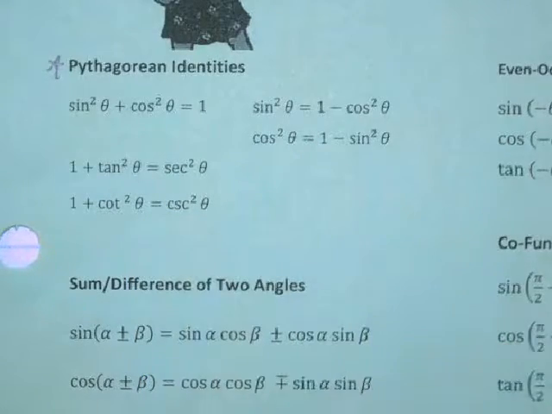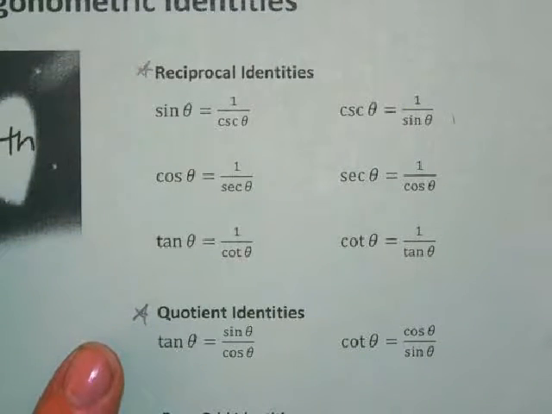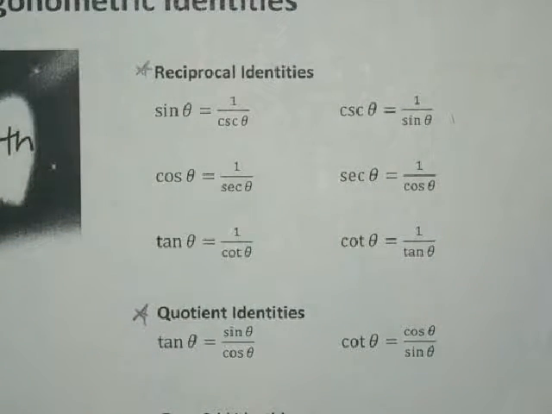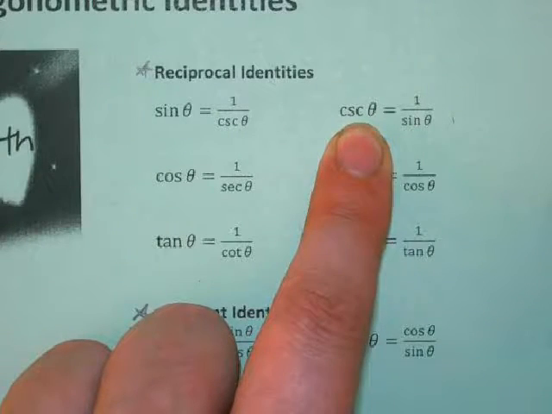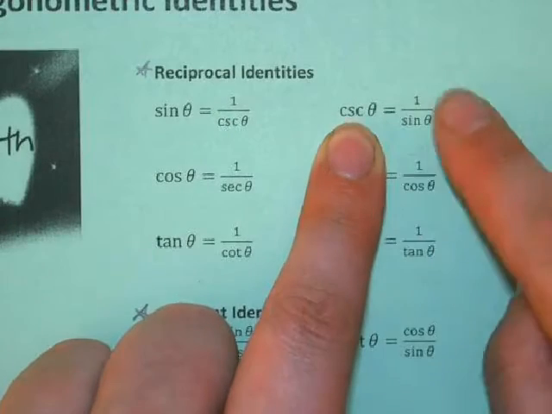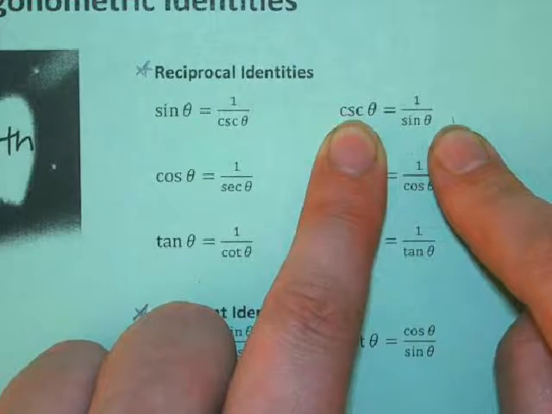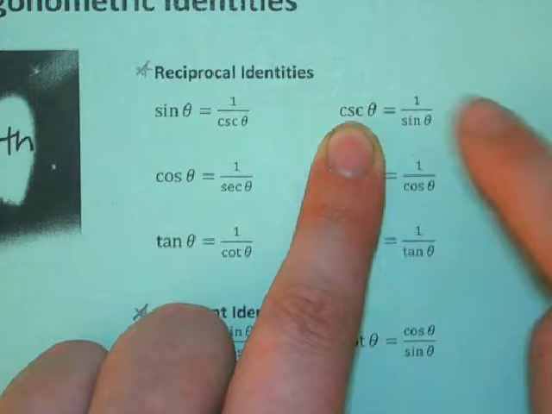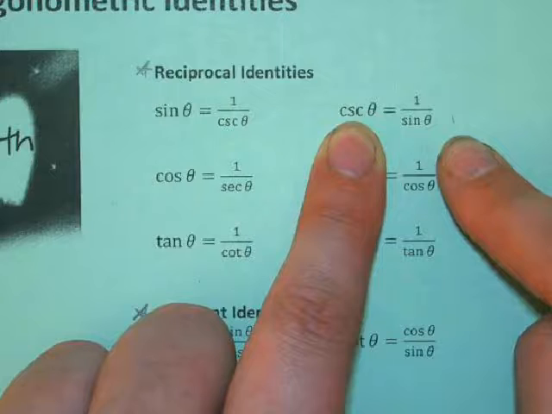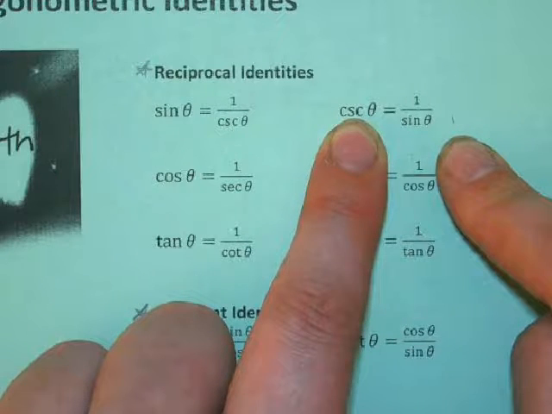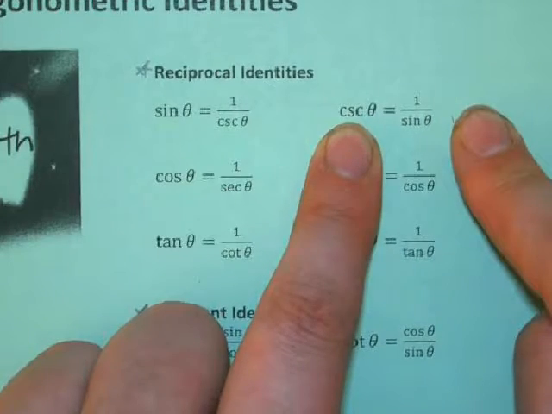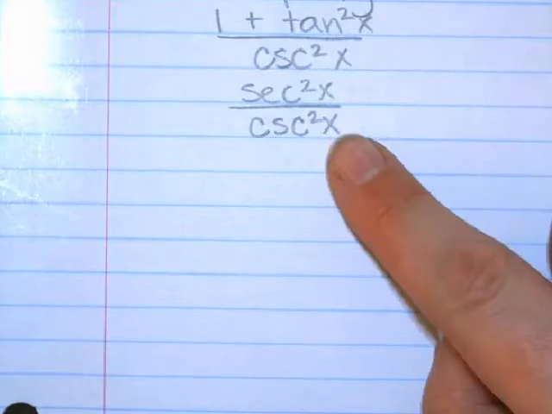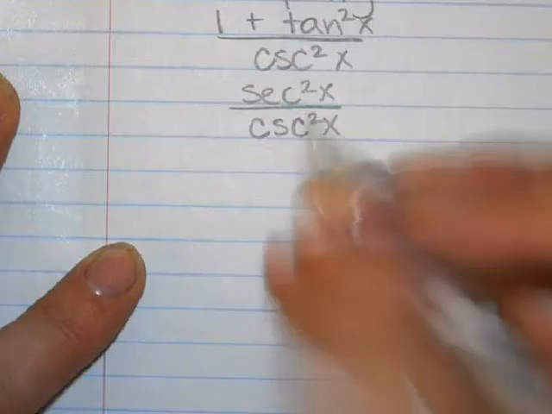Okay. So now we're going to look over here at these reciprocal identities because we have cosecant and we have secant. Cosecant squared is one of the things that we have. And this says cosecant is 1 over sine. So cosecant squared would be 1 over sine squared. It would be like you took this and multiplied it by itself. So cosecant times cosecant would be 1 over sine times 1 over sine. So I'm going to take the cosecant squared and replace it with 1 over sine squared.